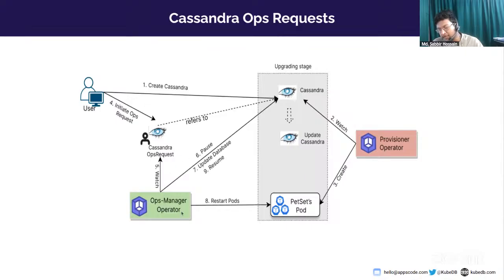And the ops manager operator watches this ops request, and then if it sees that the ops request can work on the custom resource of the database now, then it pauses the custom resource of the database and then updates the database based on the ops request, and restarts the pods, and then resumes the DB operator.